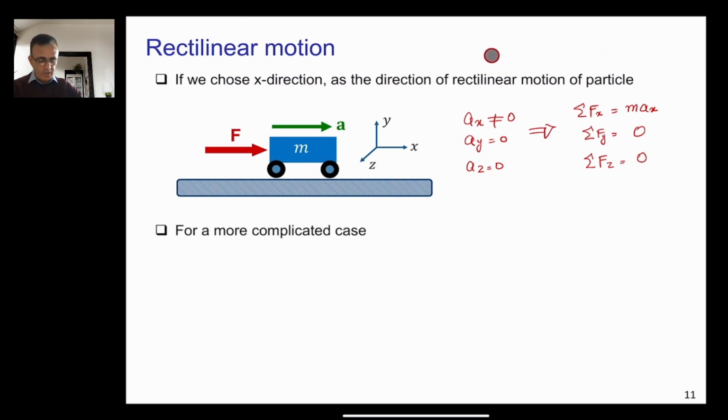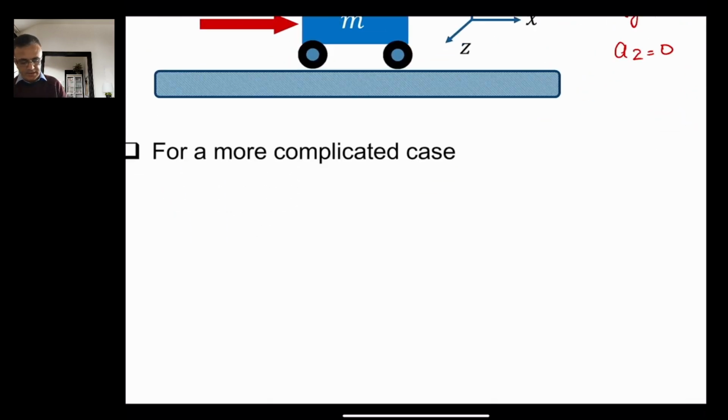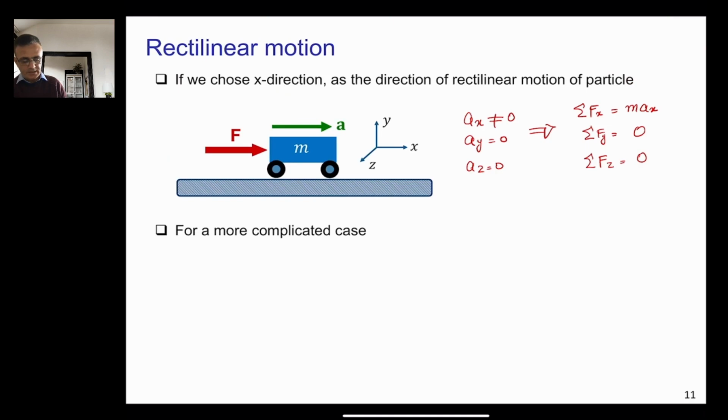Now, if we have a more complex case where the acceleration in X, Y, and Z direction is not 0, then we can write the Newton's second law in every direction. So that will be summation of all the forces in X direction will be equal to MAX. Similarly, summation of all the forces in Y direction will be equal to MAY. And summation of all the forces in Z direction will be equal to MAZ.